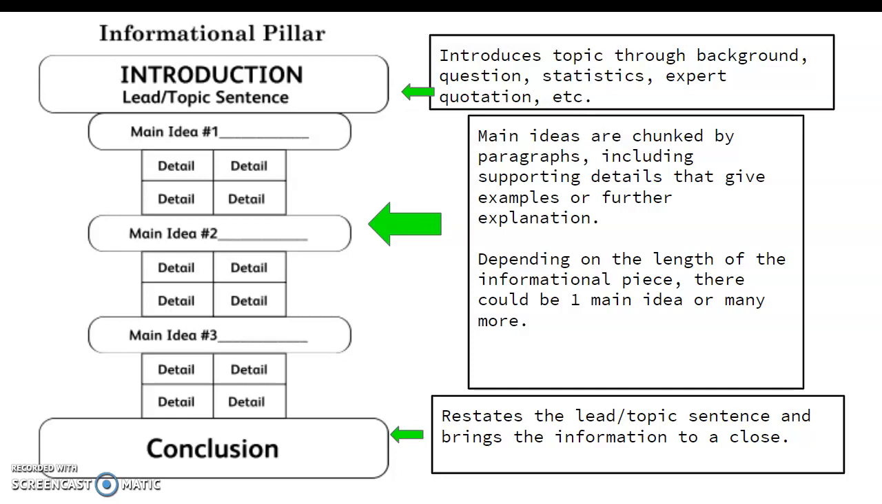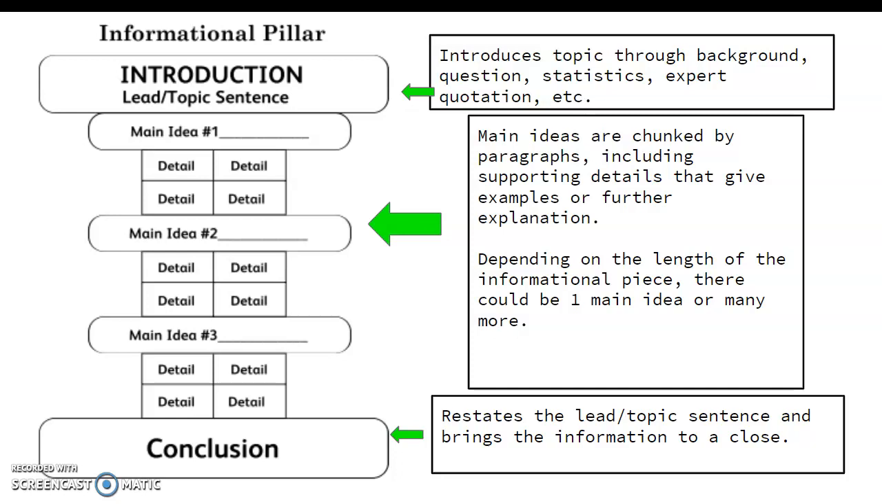The middle portion, I want you to notice, is the biggest portion, even though it's got these small little chunks. But it's just the repeated organization of it. So those main ideas are chunked by paragraphs, including supporting details that might give examples or further explanation. Depending on the length of the informational piece, you could have one main idea and supporting details, or you could have 5 main ideas and supporting details. It just depends on how much you're trying to inform, how much information you're trying to pass to the reader.